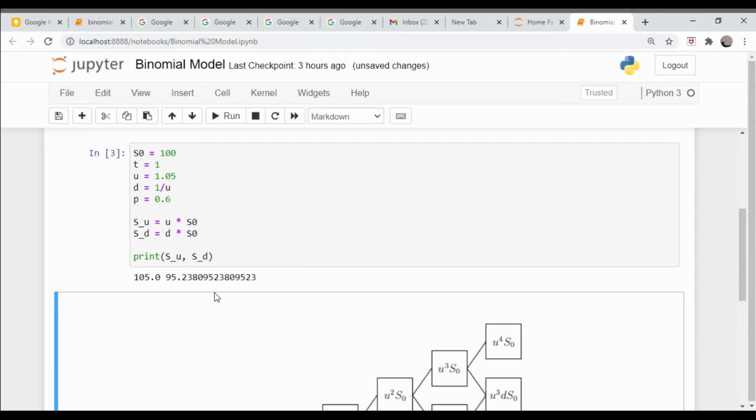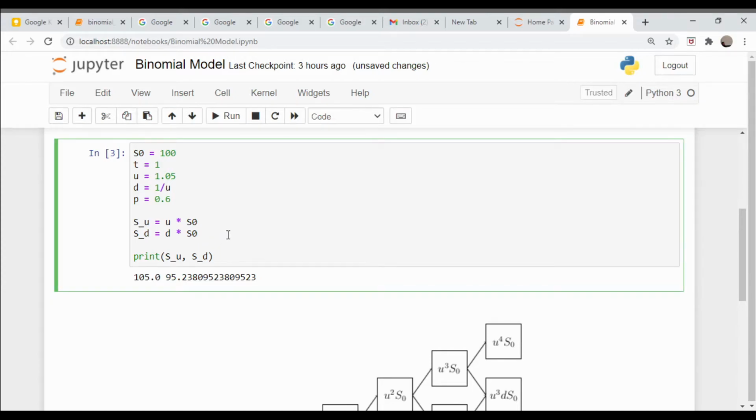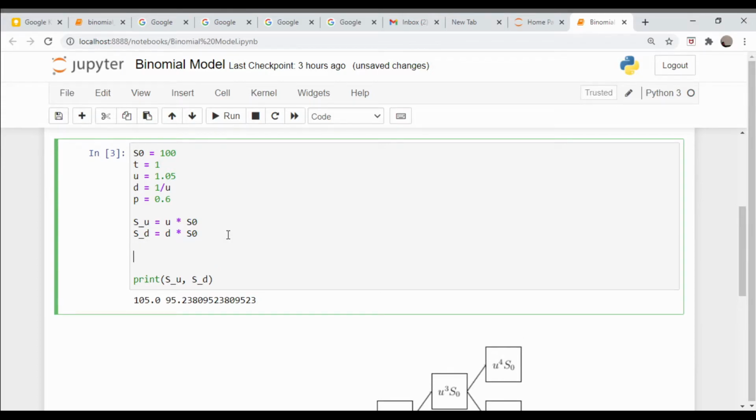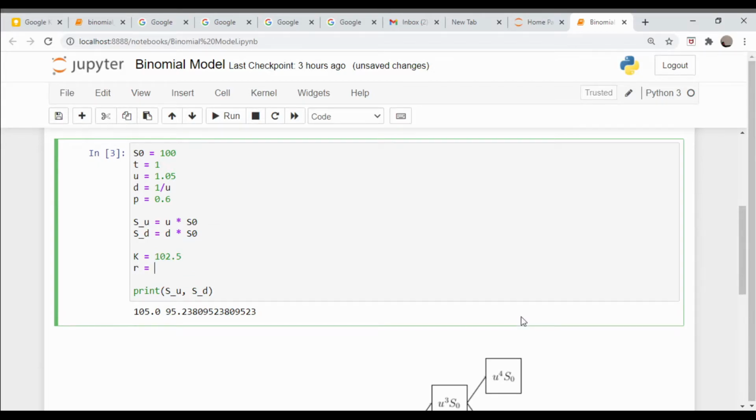So 105 and roughly speaking 95 and change. So let's set a strike price of, I don't know, K is equal to 102.5. And eventually we're going to need the risk-free rate, so let's just do it 1% annual.